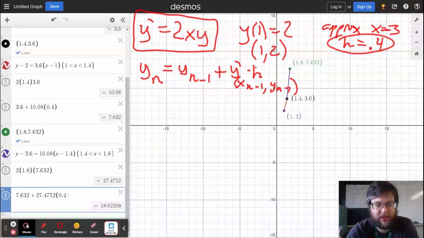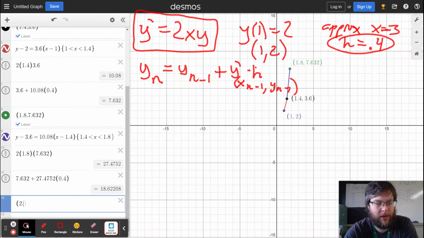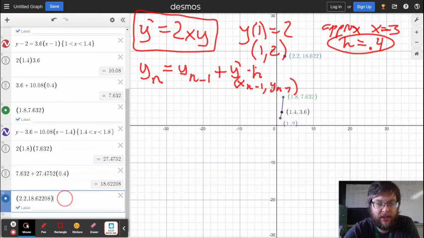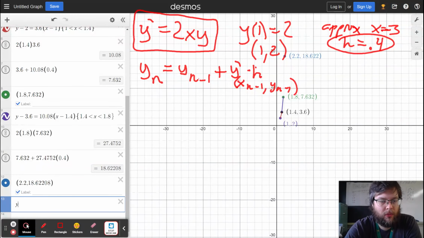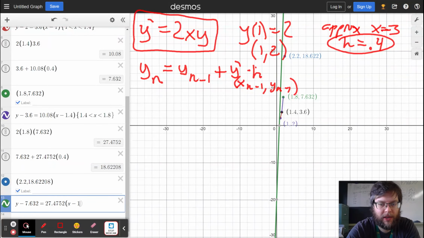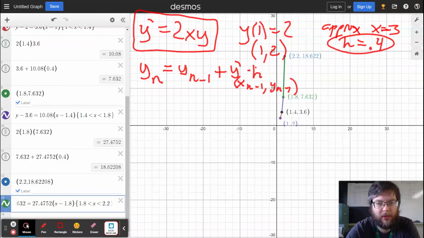See how it's the same process over and over again? So that is now my new predicted y value. So I'm at 2.2, comma, 18.62208. Looks like I'll need to zoom out a little bit more. I can connect those again with a line. Y minus 7.632 equals my slope, 27.4752 times x minus 1.8, restricted between 1.8 and 2.2.